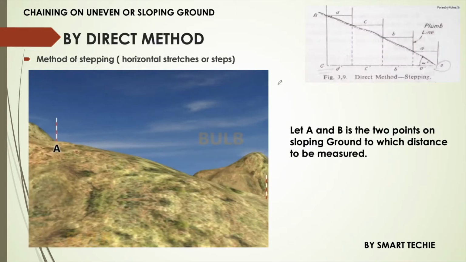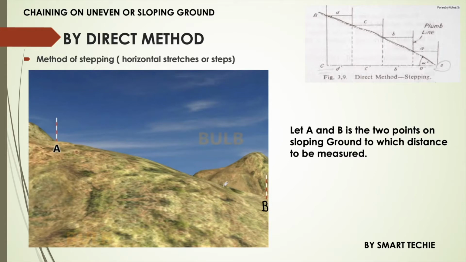The direct method is also known as the method of stepping because the distance is measured in small horizontal stretches or steps. Thus the total distance is calculated by the summation of these horizontal distances. Now we'll discuss the procedure. Let us consider 2 points A and B on a sloping ground, whose distance has to be measured.